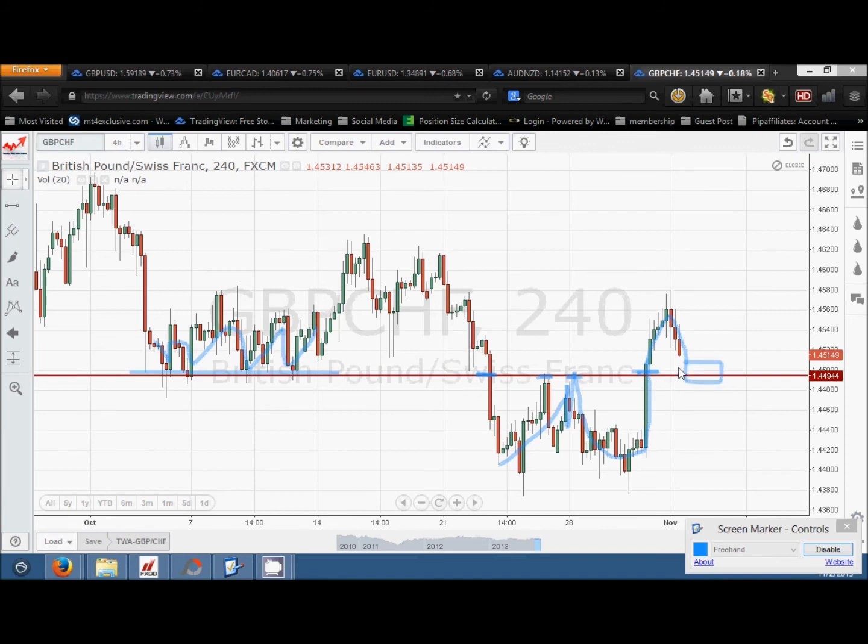So what we're going to be looking for is for a bullish price action trade setup to form on this support zone, and then we're going to look to go long. That's what we're going to be looking for right here. Since this is such a well-respected area on the chart, we're going to be looking for a price action trade setup to form on that well-respected area on the chart.